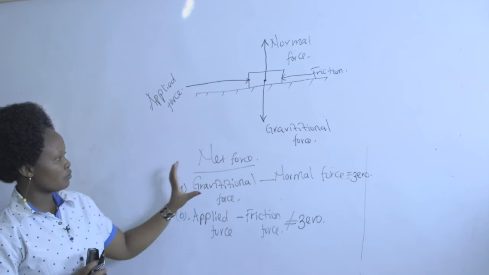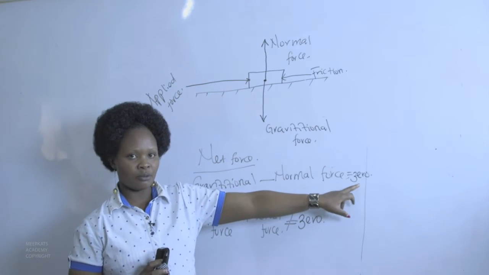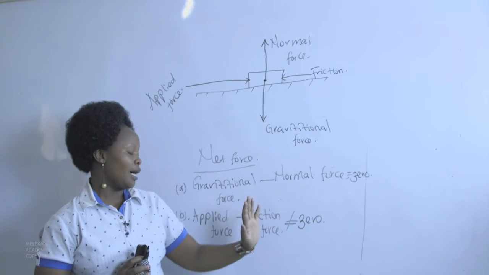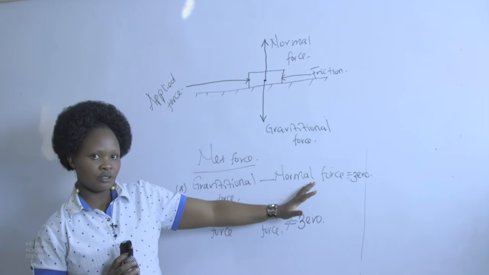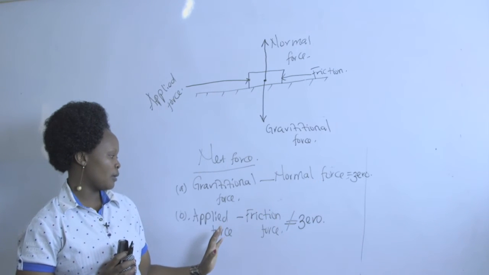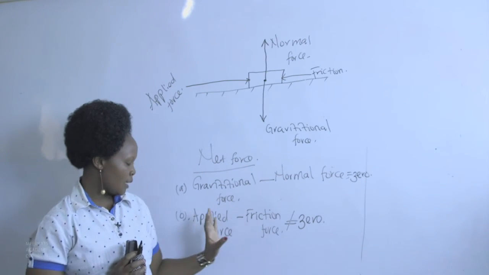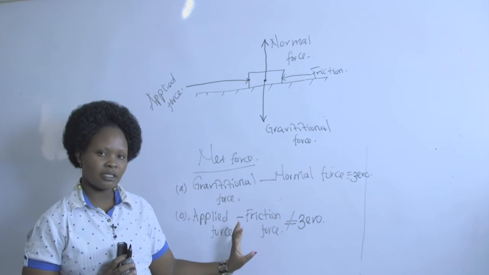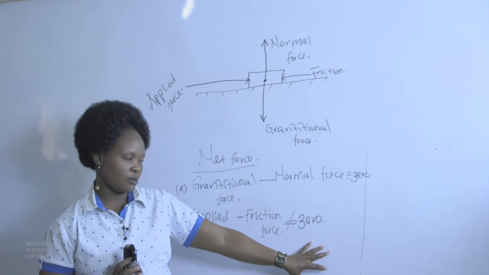But then gravitational force minus the normal force is 0. Remember, when we talk about the difference, we talk about the difference in magnitude and direction. Therefore, if they are equal in magnitude but opposite in direction, then they cancel each other. If they are opposite in directions but unequal in magnitude, the difference between the magnitudes dictates the direction of motion of the body.